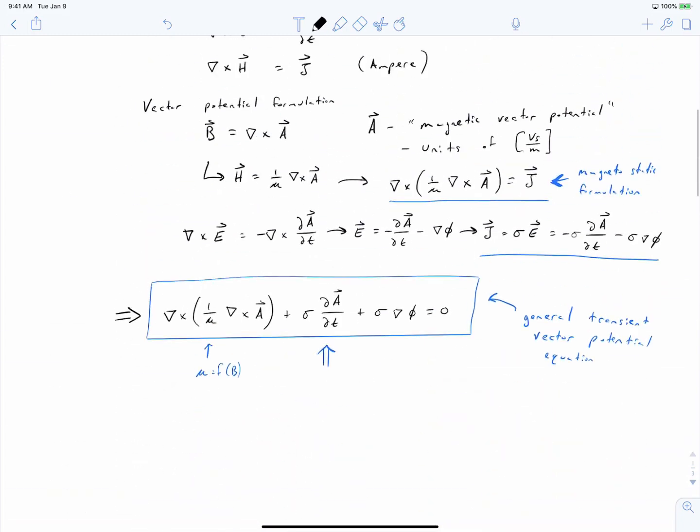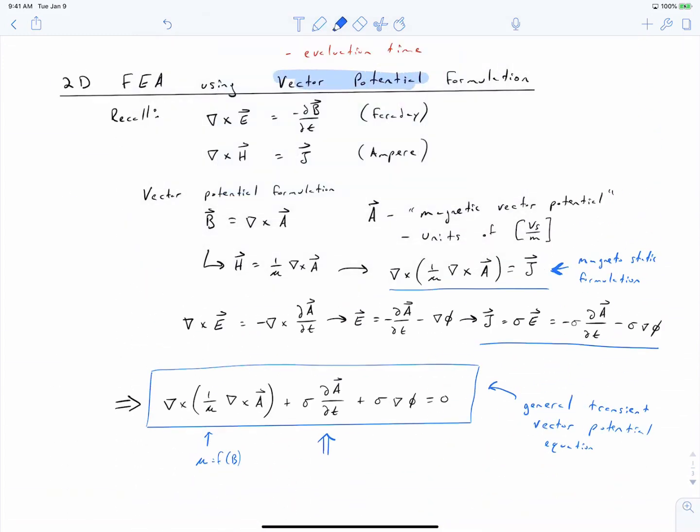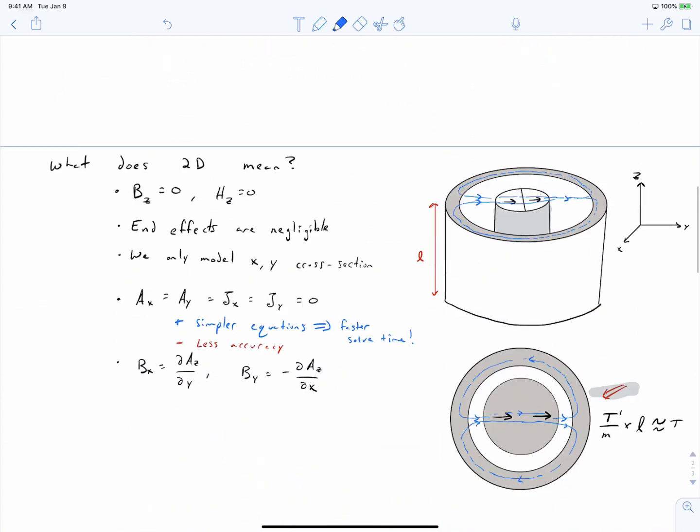Now let's get to the last part of the statement. We've talked about what vector potential means. We've talked about what 2D means. Let's now talk about what FEA means. We keep saying this phrase and this acronym, but what are we talking about when we say it?